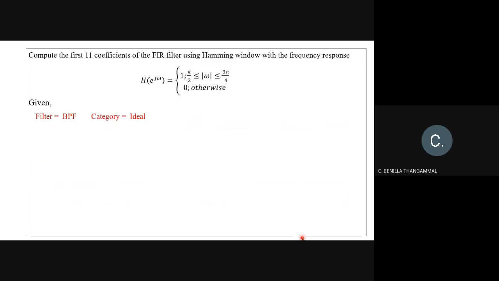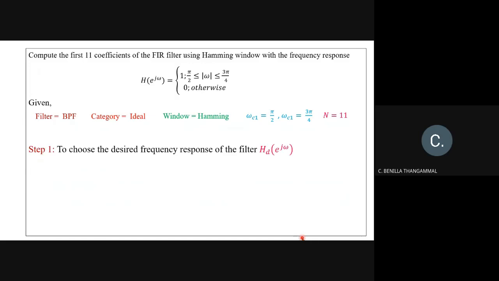Number 2 is what category it is. Since H of e power j omega is defined as 1, it is called an ideal filter. And for the window, they ask you to use a Hamming window, and then the cutoff frequencies are omega c1 and omega c2, that is pi by 2 and 3 pi by 4. The smaller one will be your omega c1 and the larger one will be your omega c2, and n is equal to 11. Step 1, choose the desired frequency response of the filter.